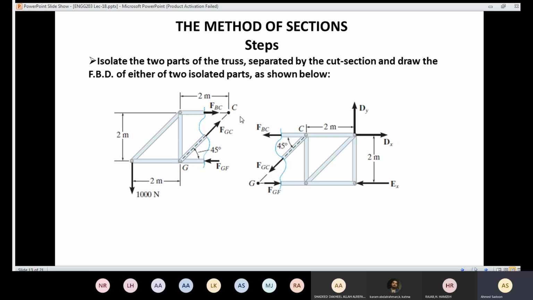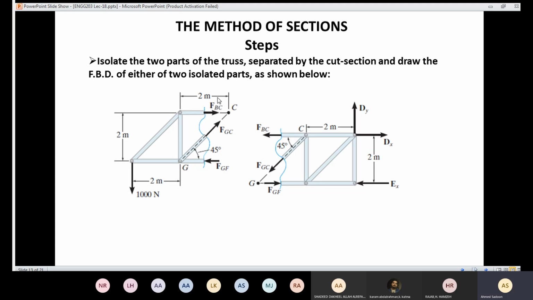Also, similarly, I need to put the internal forces on the right part. Of course, the direction there is going to be opposite. If the direction here is like that, here it is also going to be opposite to that one, because they are acting on the same point. According to Newton's third law, the forces should be equal and opposite.